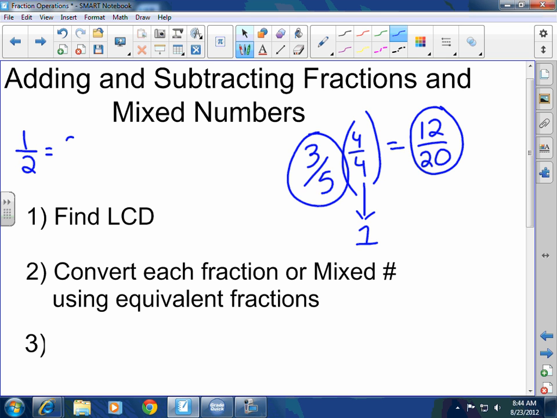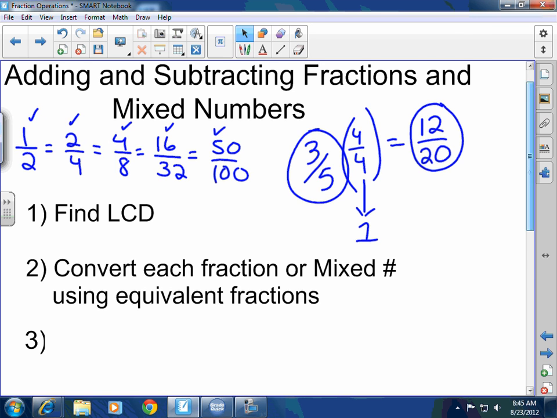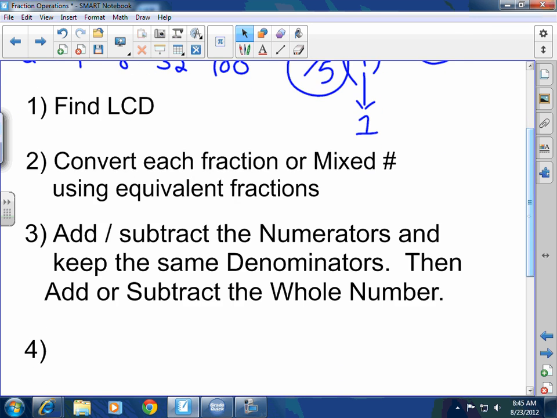1/2, it's the same thing as 2/4. I just multiplied 2 to the numerator and the denominator. But that's the same as 4/8, which is the same as 16/32, which is the same as 50 over 100. Every single one of these has the same value. It's 0.5 or 1/2. All of them. Does that make sense, equivalent fractions, guys? Okay, so then step 2 is going to be a lot easier then. Awesome. Okay, now we got step 3.